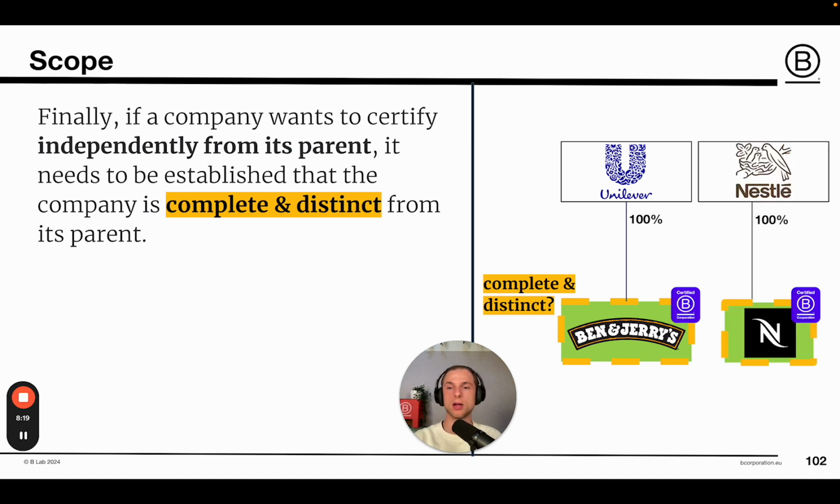Same goes for Nespresso and Nestlé, because again, Nespresso for all intents and purposes is an independent company. Yes, 100% of the shares is held by Nestlé, so the financial relationship is undeniable, of course, but B-Lab has done its due diligence in extensive contact with these companies and many other companies to make sure that indeed those subsidiaries operate complete and distinct from their parent company.